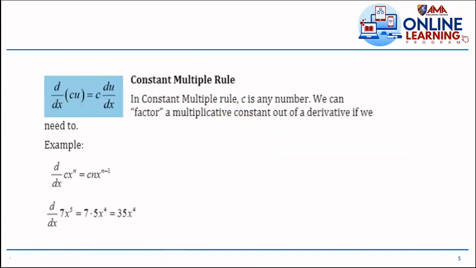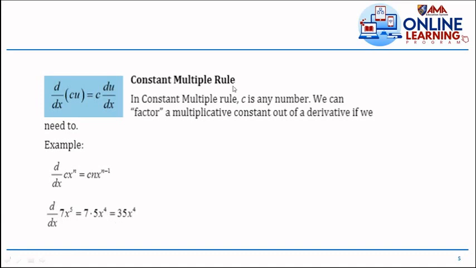So we have now the constant multiple rule, no? Okay? The derivative of a constant c multiplied by u with respect to x is equal to c times du over dx. In the constant multiple rule, c is any number. We can factor a multiplicative constant out of the derivative if we need to. Example, the derivative of a constant multiplied by x raised to n is equal to the constant times n x raised to n minus 1. So let's say, for example, the derivative of 7x to the 5, we're going to get the first derivative, so our exponent is 5. So 7, this is your constant, multiplied by your n, x, this is your base, raised to n minus 1. So simplifying it further, our answer is 35x to the 4th.